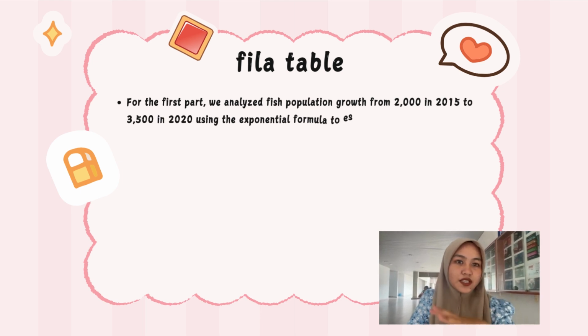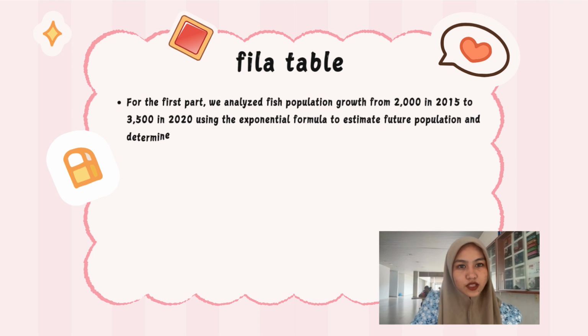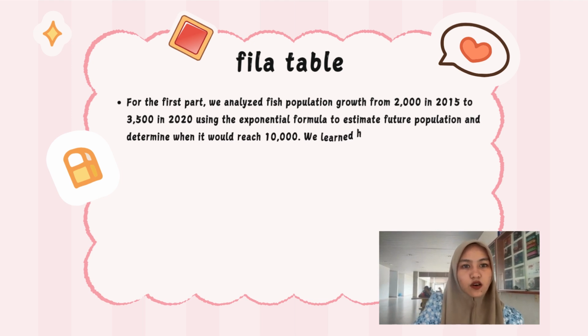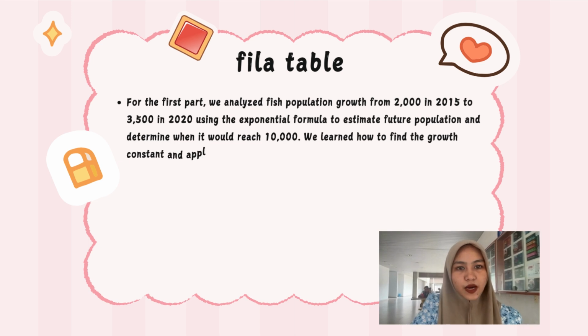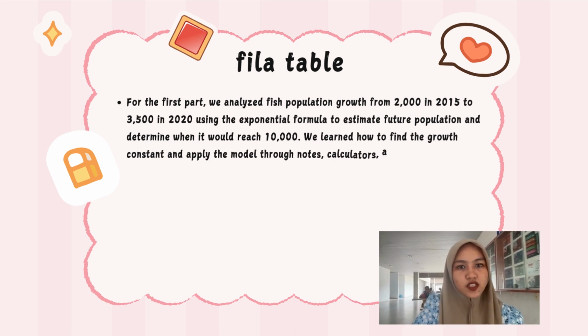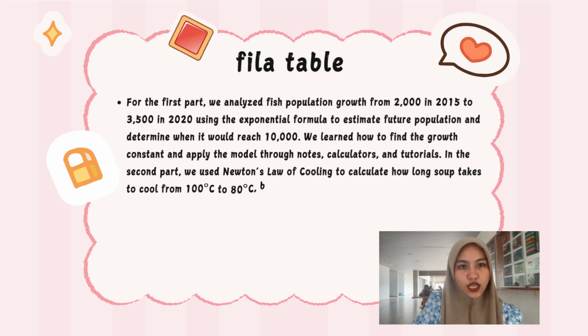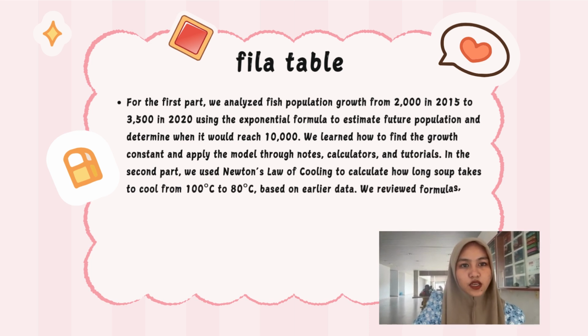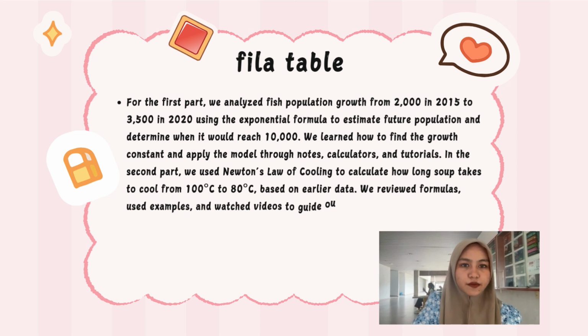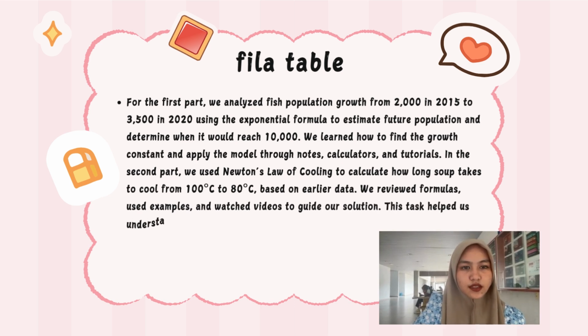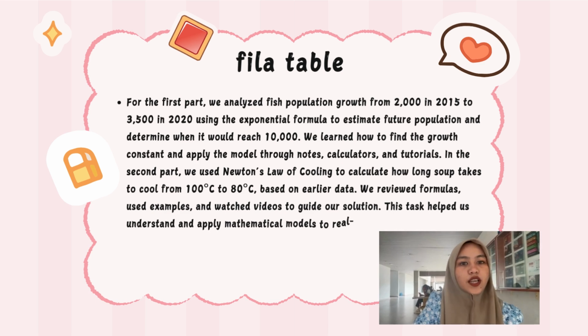AA240253. This presentation covers our figure table on exponential growth and Newton's law of cooling. For the first part, we analyze this fish population growth from 2000 in 2015 to 3,500 in 2020 using the exponential formula to estimate future population and determine when it will reach 10,000. We learned how to find the growth constant and apply the model through notes, calculators, and tutorials.